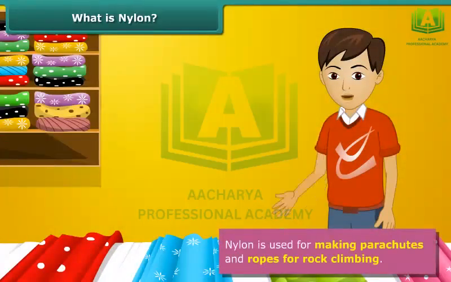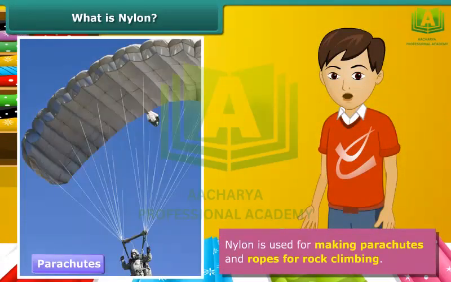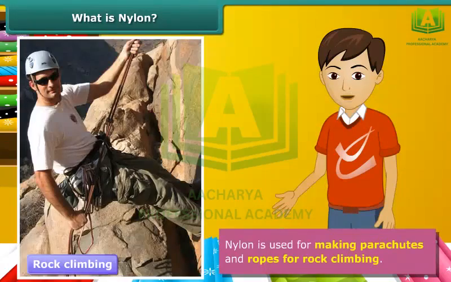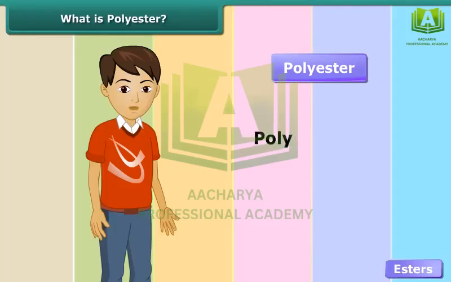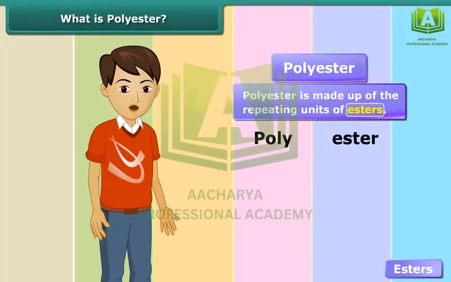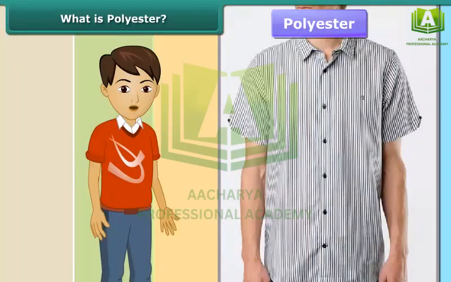Can you guess which fiber is used for making parachutes and ropes for rock climbing? Yes, it is nylon fiber, since it is stronger than even a steel wire. Can you guess just by hearing the word polyester what it is made up of? As the word polyester comes from words poly and ester, it is clear that it is made up of repeating units of esters. You must have seen people wearing nice polyester shirts and other dresses.